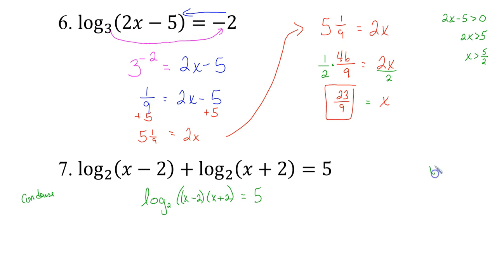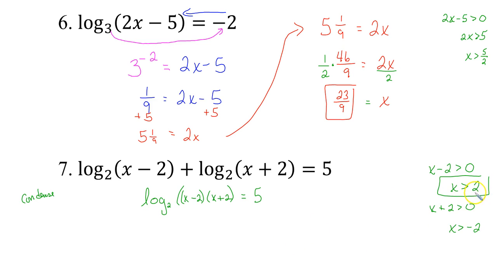Let's check that domain real quick. X minus 2 must be greater than 0, so x must be greater than 2. If x plus 2 is greater than 0, x must be greater than negative 2. I think I said some 5s up here. I apologize. So our most restrictive domain is x is greater than 2.